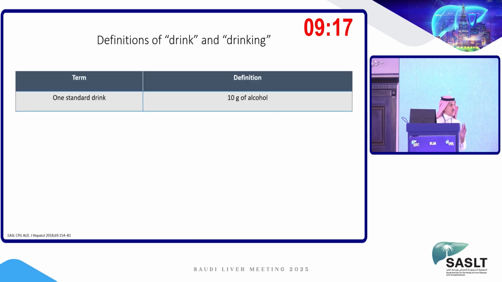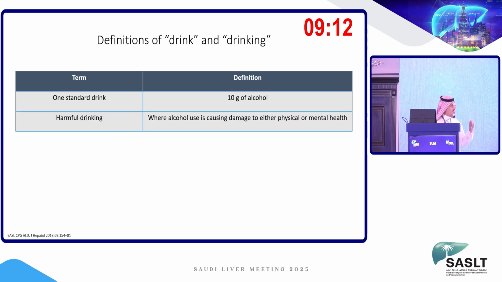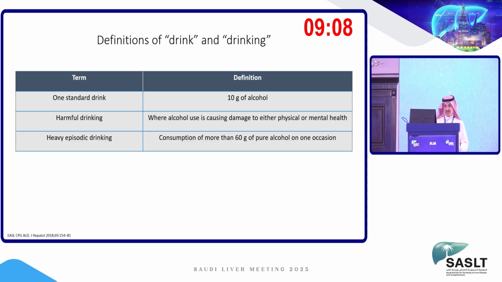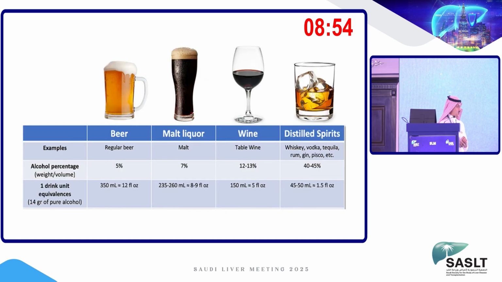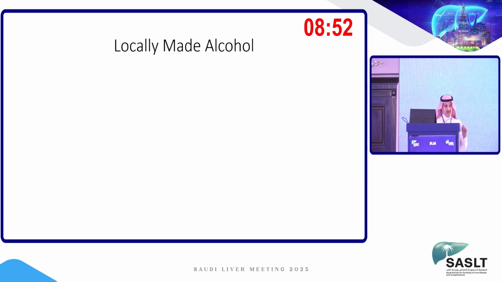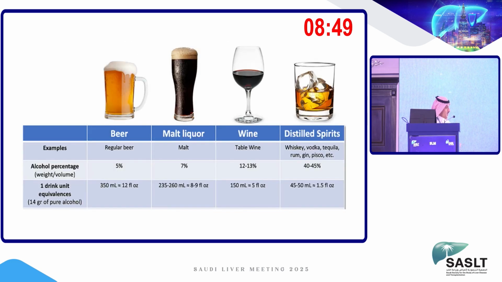So, the definition of drinks and drinking: one standard drink has 10 grams of alcohol, but harmful drinking is defined when there is physical or mental damage. Heavy episodic drinking is consumption of more than 60 grams of pure alcohol in one session. Binge drinking is consumption within 2 hours of 4 or more drinks for women, 5 or more for men, because you can see here that women are more sensitive than men to alcohol. And this is just showing you the toxicity of alcohol per drink.